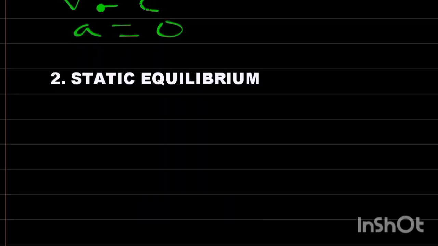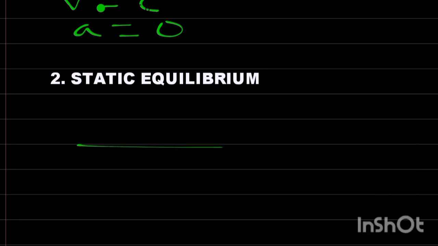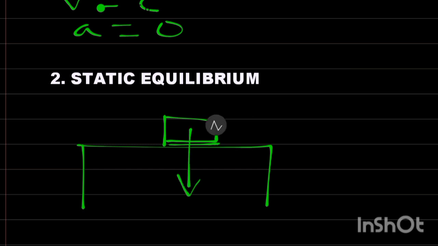What is static equilibrium? A body is said to be in a state of static equilibrium when there is no observable change in the position of the body. That is static. The body is stationary. Like if I have an object resting on a table, we all know that this object has what? Weight. And the weight of the object is acting what?